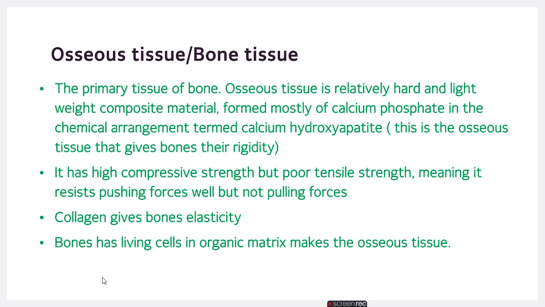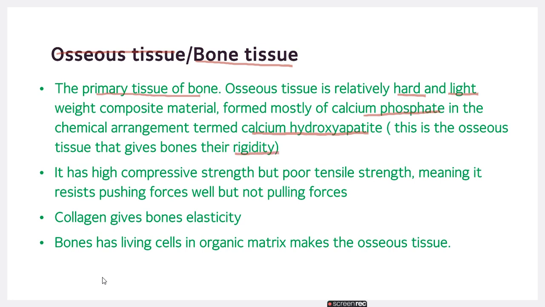We are talking about the osseous tissues. Osseous tissues are the bone tissues. They are also known as the primary tissue of the bone. They are hard and lightweight as well, and they are composed of calcium phosphate, and their chemical arrangement is termed calcium hydroxide. And calcium hydroxide is the osseous tissue that gives the bones their rigidity.